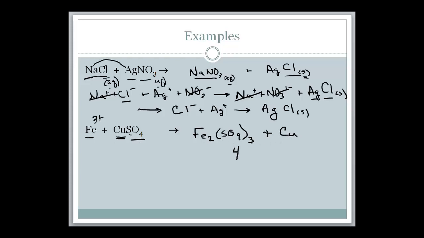Let's balance the equation. 3, 3, 2 irons, so we'll put a 2 there. Now iron is a metal. It's a solid, because if you think back to your periodic table, most metals are solids except mercury. Copper sulfate is aqueous. Sulfates are aqueous or soluble, with some exceptions, copper not being one of them. Iron sulfate is also aqueous, and copper is a metal and it's solid.